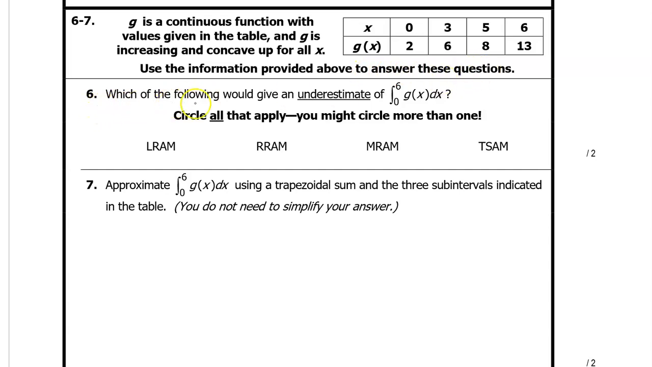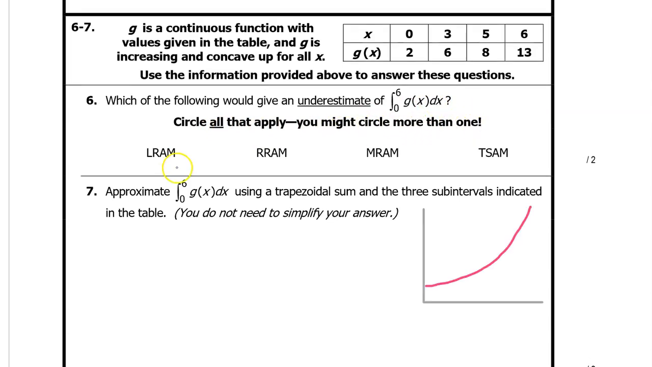Number 6, which of the following would give an underestimate for the integral from 0 to 6 of g of x dx? Circle all that apply. You might circle more than one. They said g is increasing and concave up. So here is a graph that is increasing and concave up, which I will use as a model.